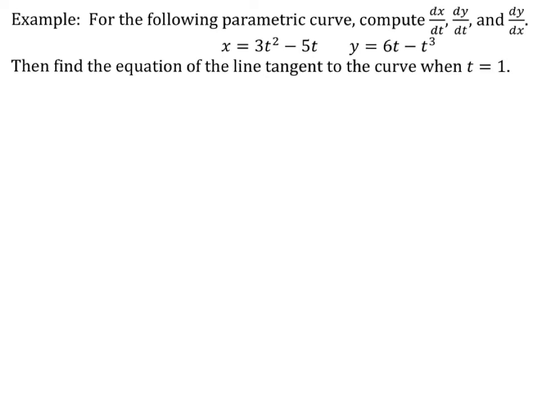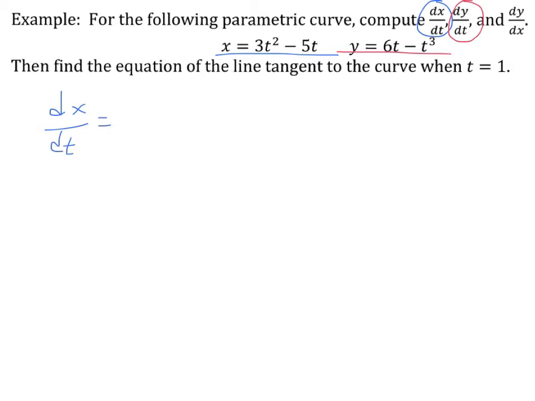So this first example, for the following parametric curve, I want us to find dx/dt, dy/dt, and dy/dx, and then find the equation of the tangent line when t equals 1. So first of all, to find dx/dt and dy/dt, we basically just need to take the derivatives of the x and y functions with respect to t. This should be very easy to do, so pause the video for a second and do that.